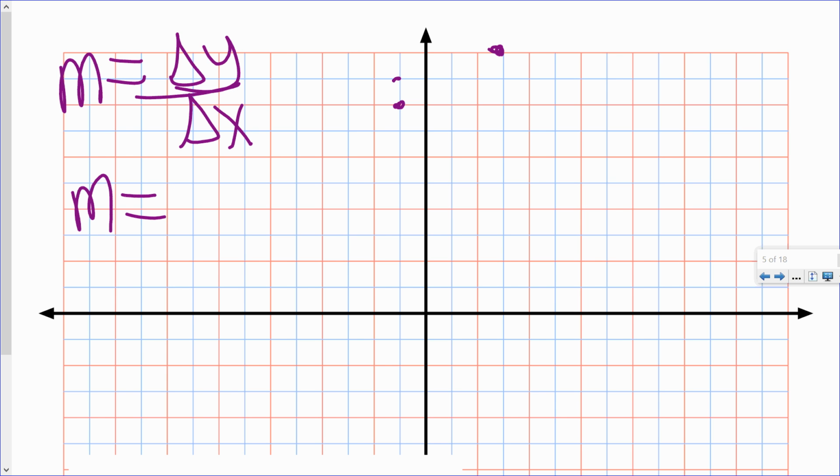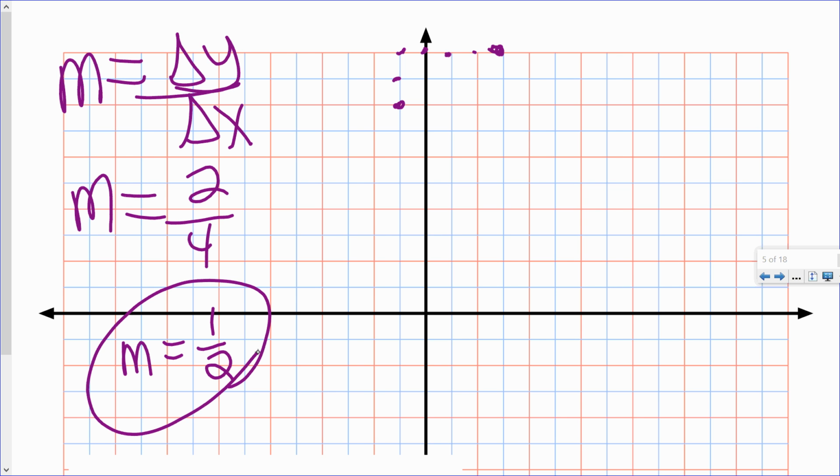Okay, delta y is up 2. Delta x is 1, 2, 3, 4. 2 over 4 reduces to 1 over 2, and that's your answer.